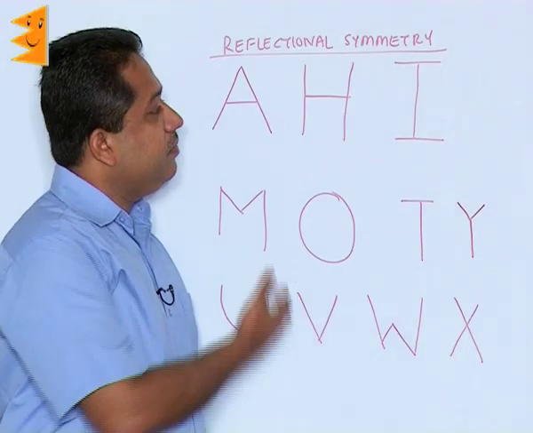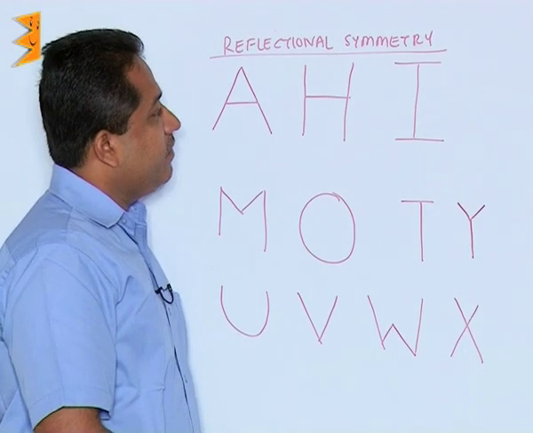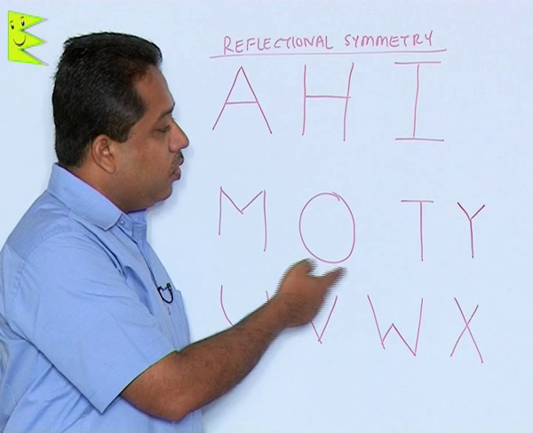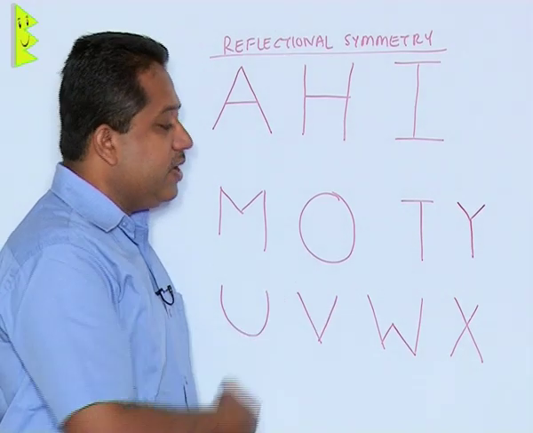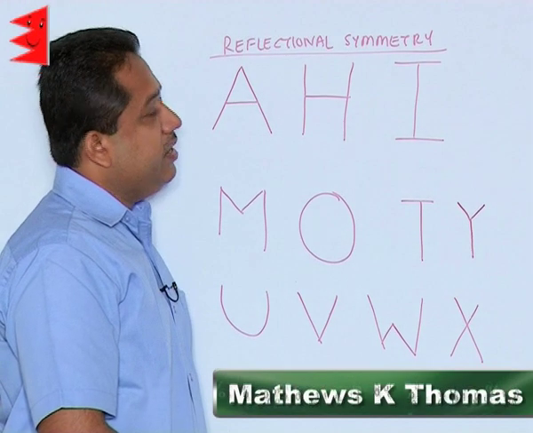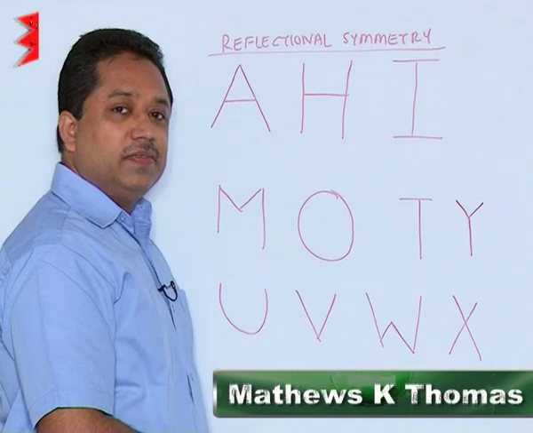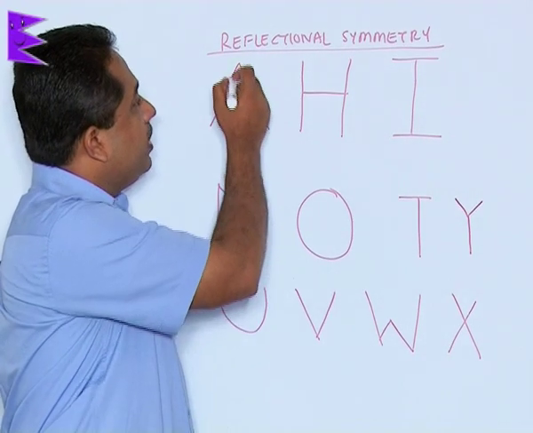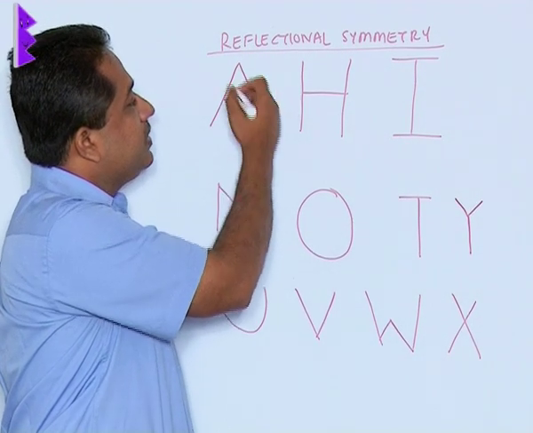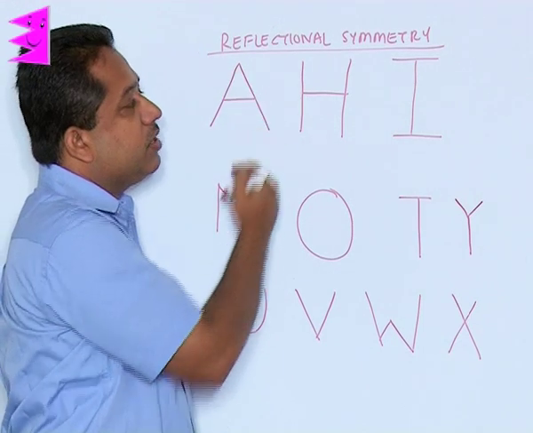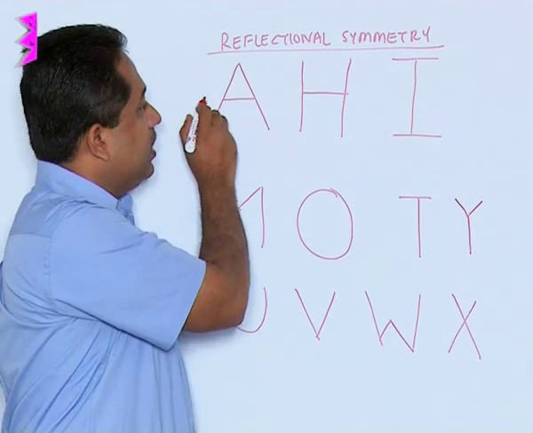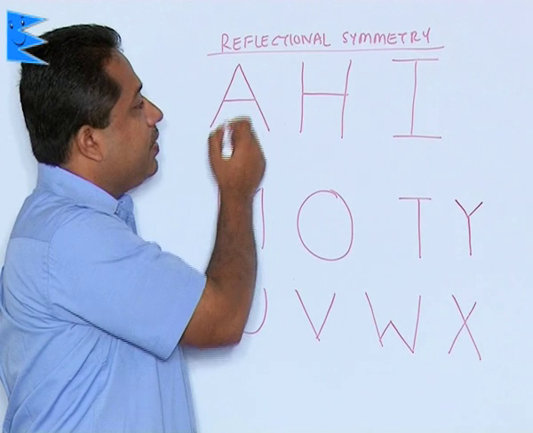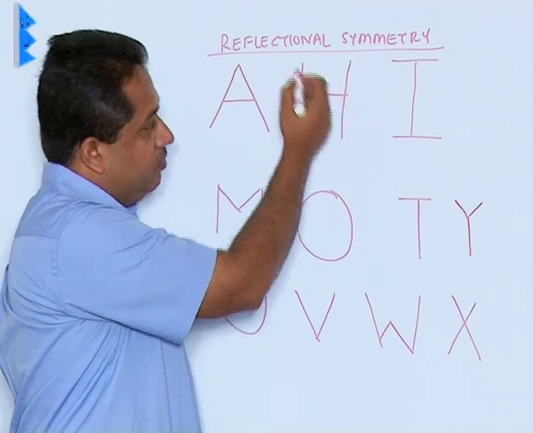Now let us see some alphabets. Here we have A, H, I, M, O, T, Y, U, V, W and X. And let's check out the symmetry for these alphabets. Now if I am going to divide it horizontally, then the upper and lower portions are going to be different. So here if I divide it like this, the shape here and here is different. But here they are the same.